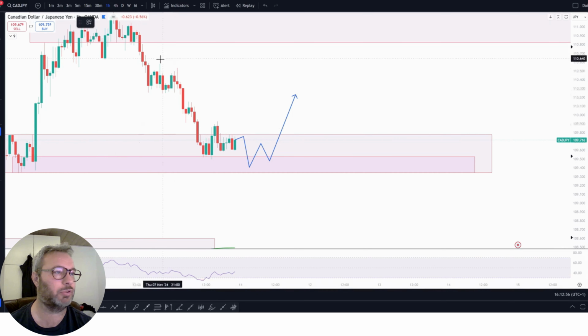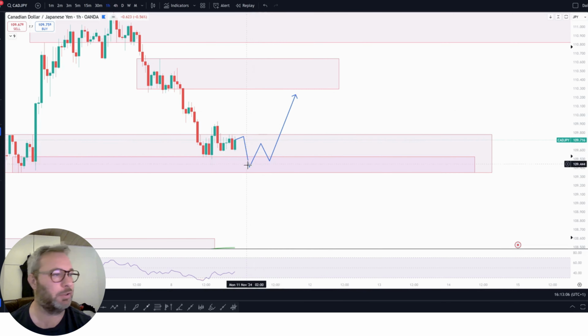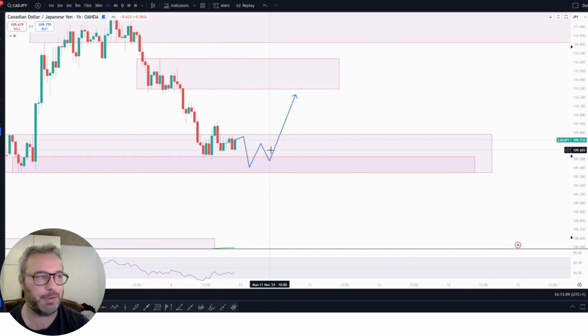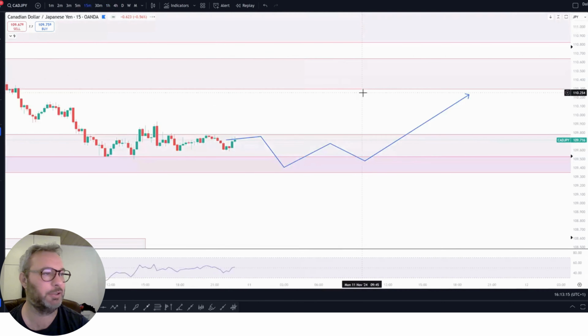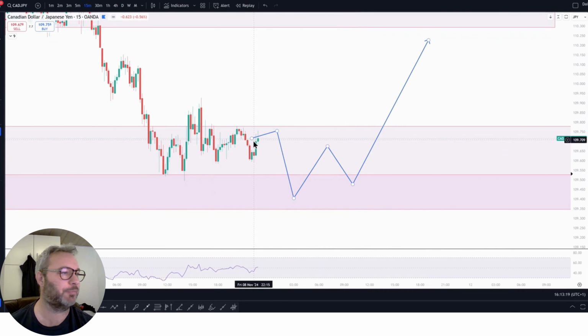very good here, have a good support area. Sorry, resistance area up here. So somewhere in here, I would like to long. What is important is to get a good pullback, retest, good reaction. So let's go down to 15 minutes.